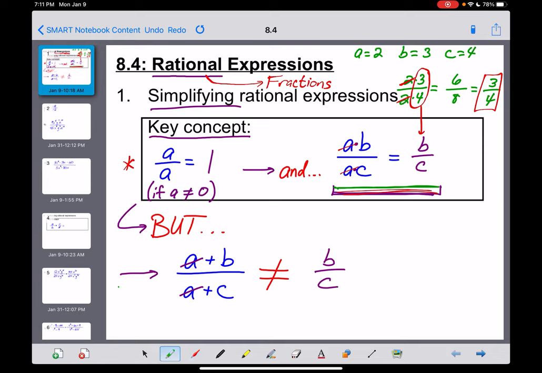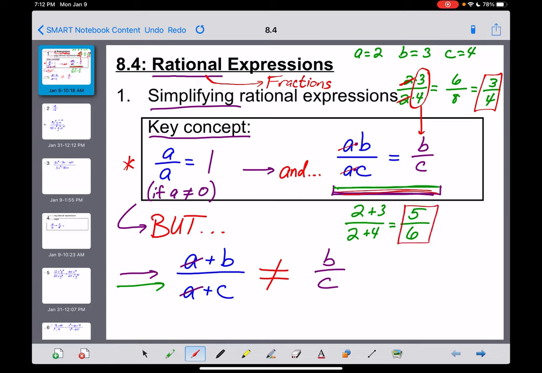But if I tried the same thing right down here with addition, let's see if that works. A plus B, all right, so that would be 2 plus 3 all over A plus C. That would be 2 plus 4. Well, if I do the addition on the top first, 2 plus 3 is 5. 2 plus 4 on the bottom is 6. And there's nothing we can do to simplify that. The answer is 5 over 6.